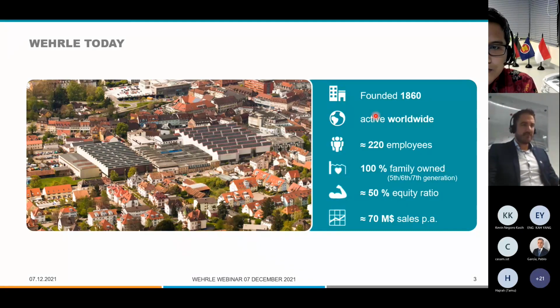WEHRLE is active worldwide. We will see later on a map where we can see the premises, the daughter companies, the partner companies. I think that slide is like 1 year old, because here it's mentioned 220 employees. Nowadays, we can proudly present 260 employees, especially in the COVID phase. We faced a high work pressure and a lot of projects, so we had to hire more personnel.